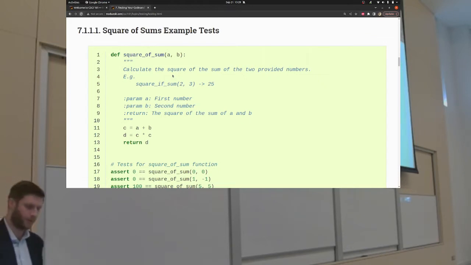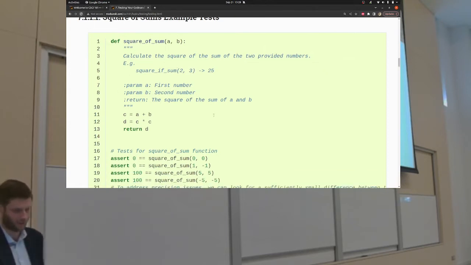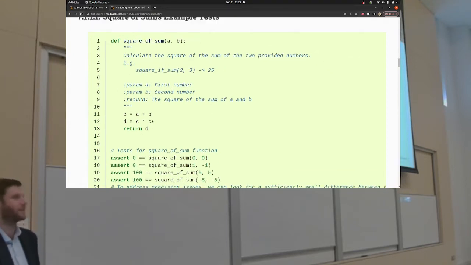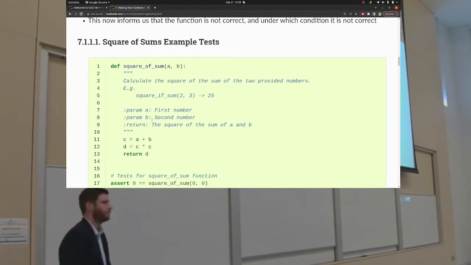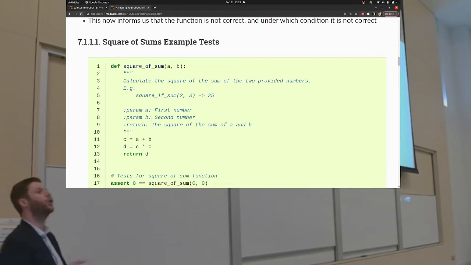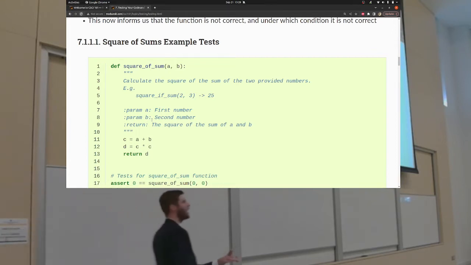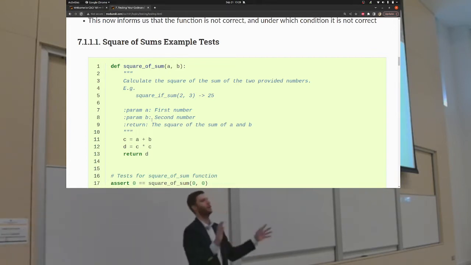So 2 plus 3, this is the example. 2 plus 3 is 5. You square it, you get 25. Parameters, return, whatever. Here's the function itself. It looks correct, but maybe it's not. To help prove to yourself and anyone else who would look at your code, you write the tests.